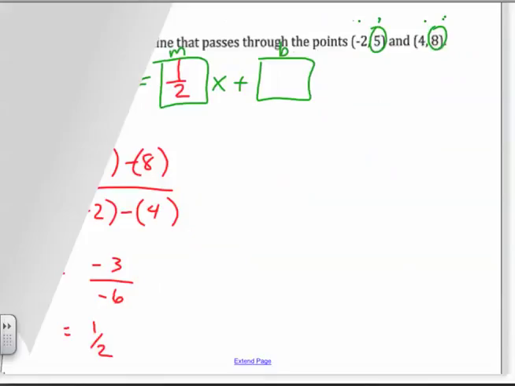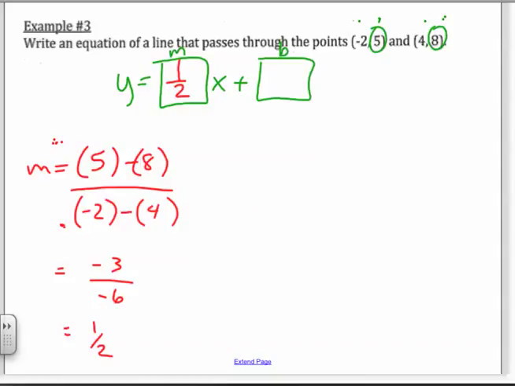So now, looking at this one, I don't have the x-intercept. I just got a couple of different points. It doesn't matter. I can pick either one of them. And in fact, I'm going to let Max pick. Max, which point would you like me to do? I like 4. You like 4? 4 and 8? Okay. So remember, it's y is equal to 1/2 x plus b, right? And we're looking for b. So I'm going to use 4 and 8. Max wanted to use that.